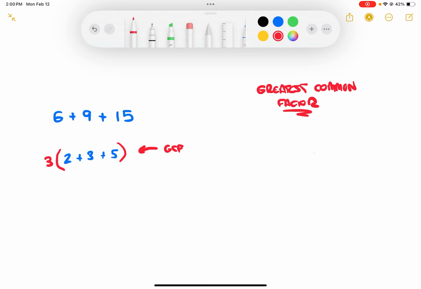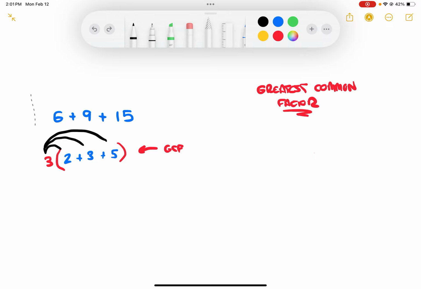Now, to check your answer, what you could do is simply distribute the greatest common factor across all the terms, and you should get back to where you started. For example, 3 times 2 is 6, 3 times 3 is 9, 3 times 5 is 15. And I am back to where I started. So I factored that correctly.